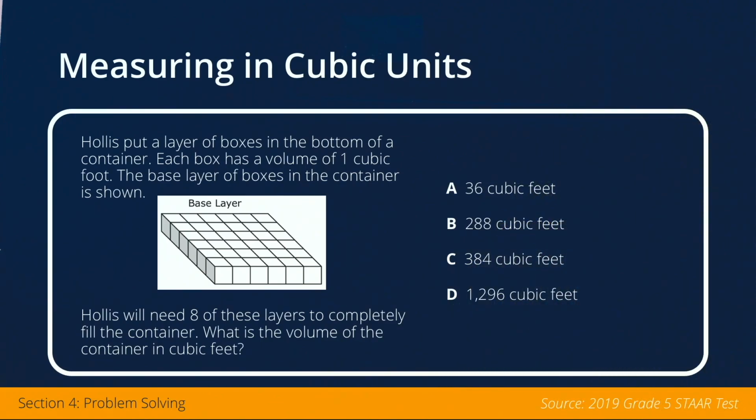Here, Hollis put a layer of boxes in the bottom of a container. Each box has a volume of 1 cubic foot. The base layer of boxes in the container is shown. Hollis will need 8 of these layers to completely fill the container. What would be the volume of the container in cubic feet? So here students have to figure out that base layer and then multiply that by 8.